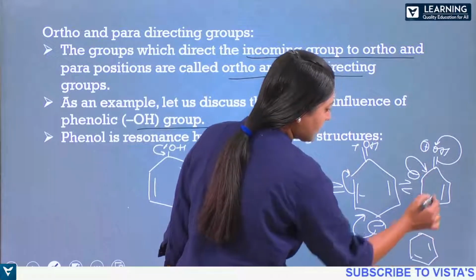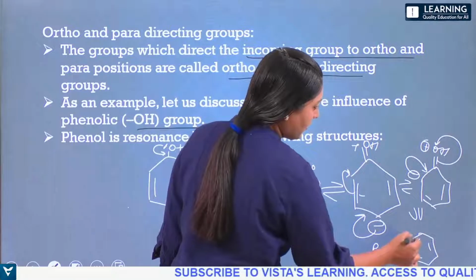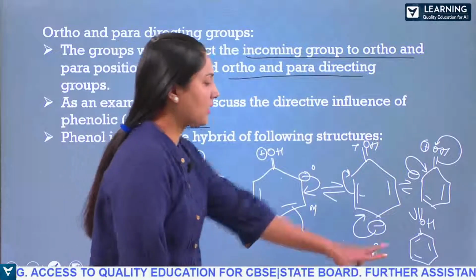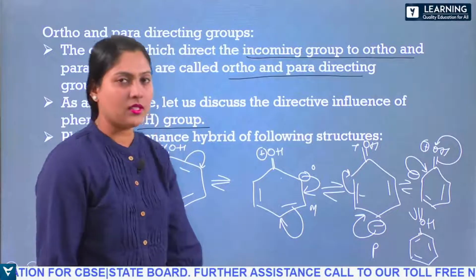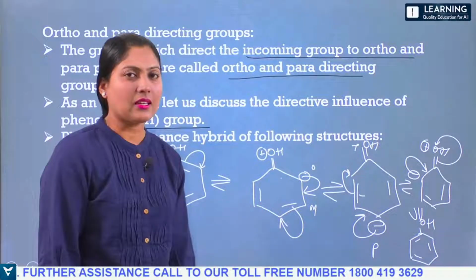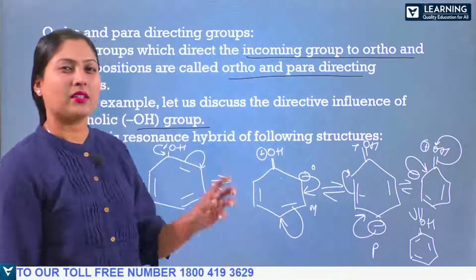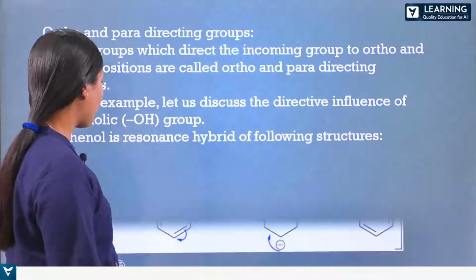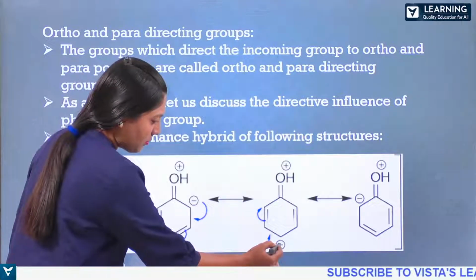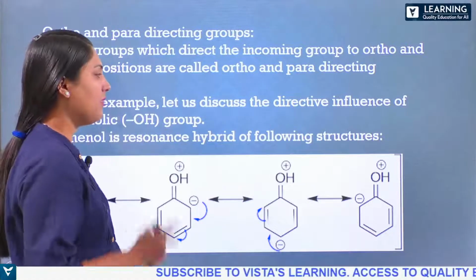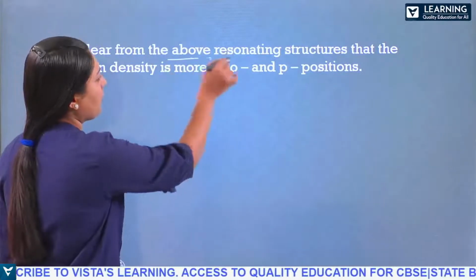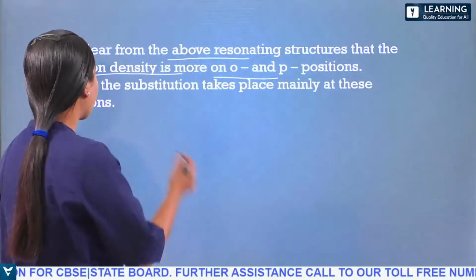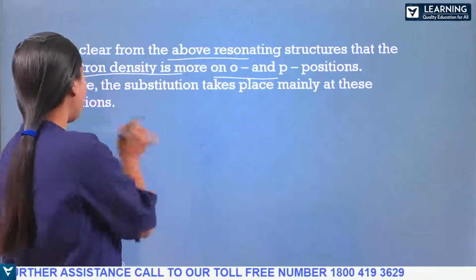So we get this as well as this as it is, and this has been forming the bond. So here the bond will be shifted back to oxygen. So the positive charge will be removed, and we'll get the phenol back. Okay. So this is how the resonance of the phenol takes place. While we see this, we understood ortho and para positions will be electron rich, whereas meta does not have a negative charge or electron cloud on it. So you can see here the ortho position, para position and ortho position will have the negative charge or electron density. So it is clear from the above resonance structures that the electron density is more on ortho and para positions. So the substitution takes place mainly at these positions.